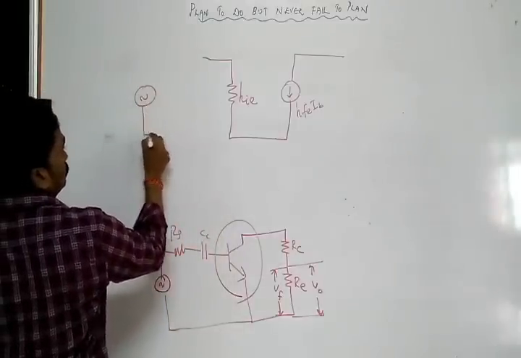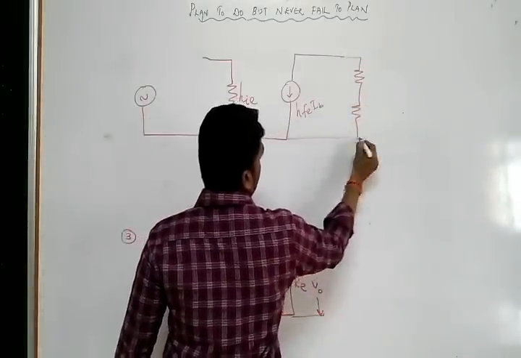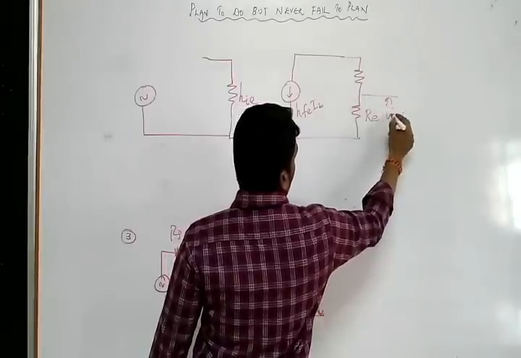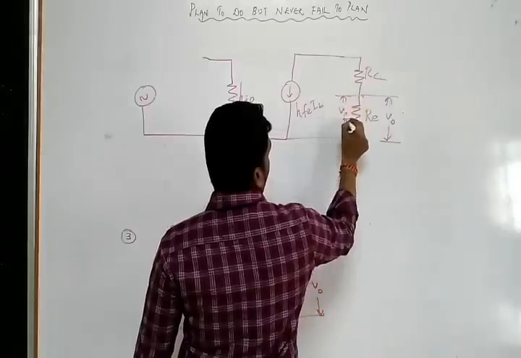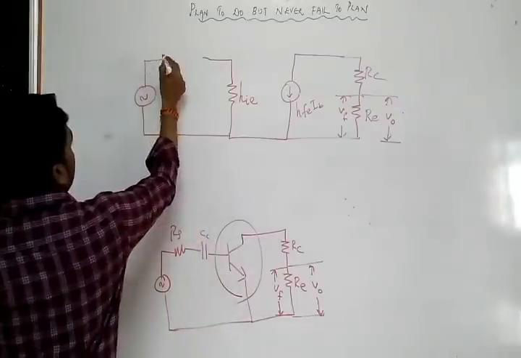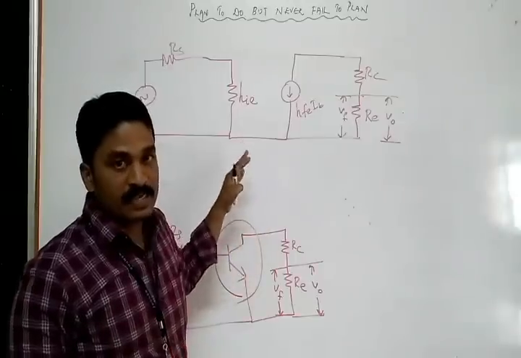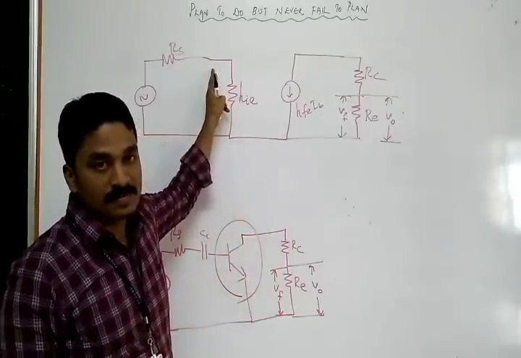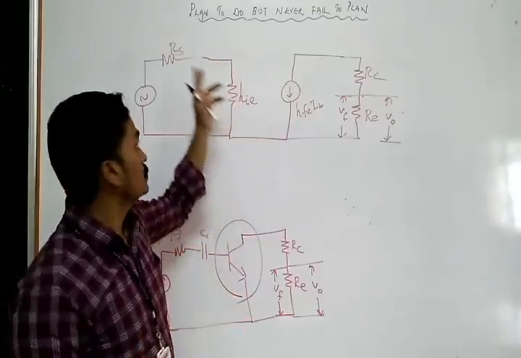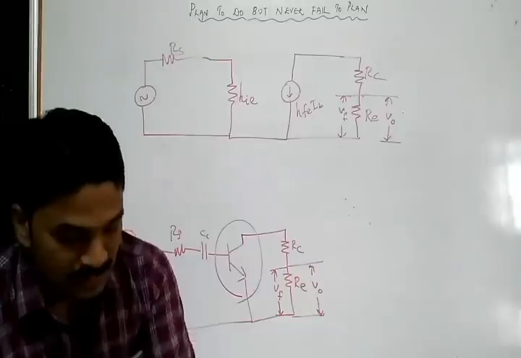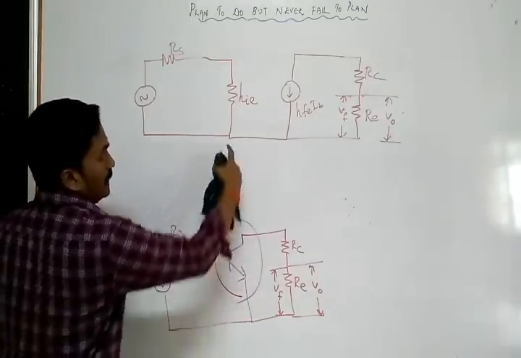Your source, and at the output side RC, RE, and on the input side you have RS. Since it is H parameter model, AC analysis, I removed the capacitor because the capacitor's reactance value is very low for the AC signal, so it acts as a short circuit, so I removed the capacitor CC over there. So this is the equivalent model of this circuit.